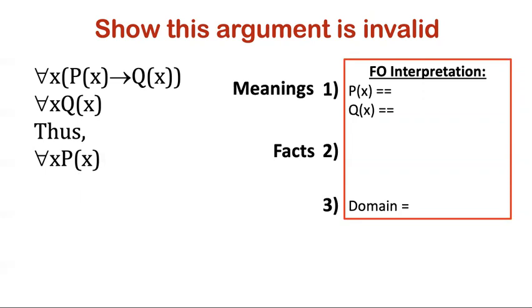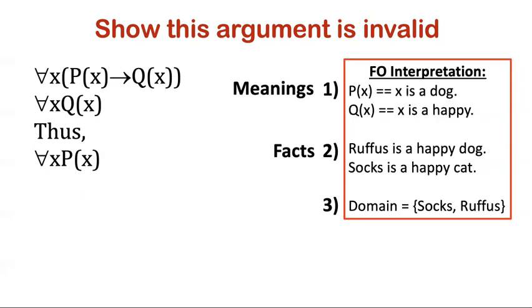There's many different interpretations that could do the trick. So yours doesn't have to look exactly like mine, but there are certain structural aspects that are going to be the same. For example, I decided to let P be being a dog and Q be happy. And no matter what you made your property Q, you have to make sure every object in your domain has property Q because premise 2 has to be true. So that's why I'm talking about Rufus and Socks in my facts. Those are the things in my domain. So I made both of them happy just so that premise 2 comes out true.